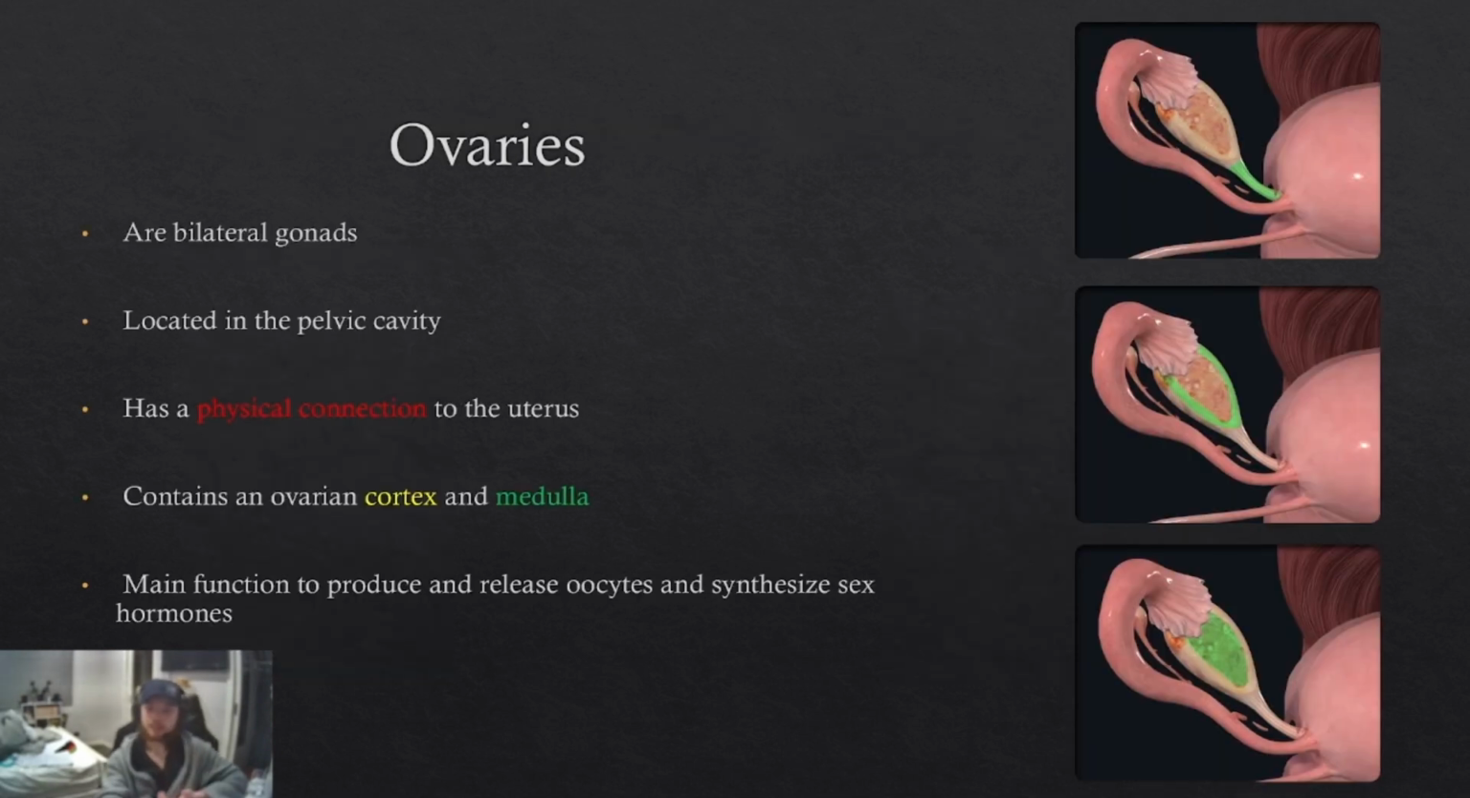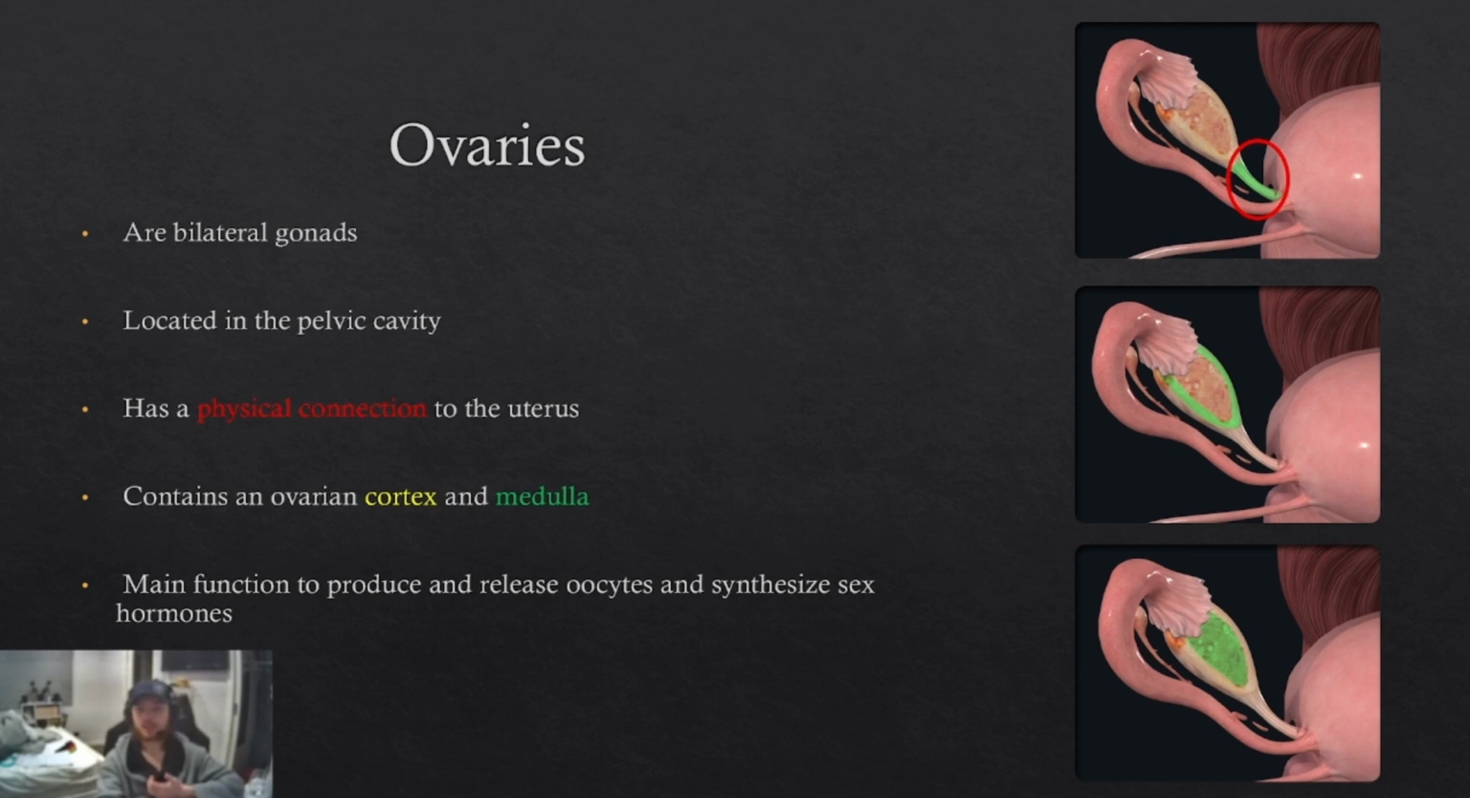Next, we look at the anatomy and functions of each of the female reproductive system's components, starting with the ovaries. The ovaries are the bilateral female gonads at approximately 4 times 2 times 3 centimeters in size and are located in the pelvic cavity medial to the fallopian tubes and laterally on either side of the uterus with a physical connection through the proper ovarian ligament, which is located at the ovary's inferiormost point, circled in red.